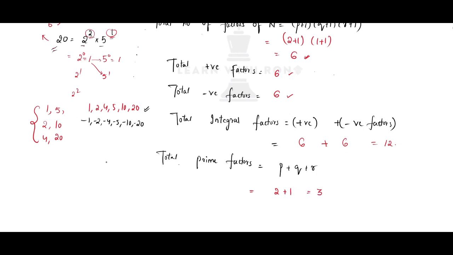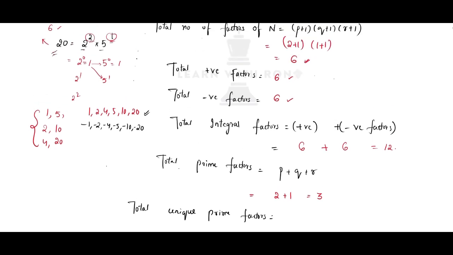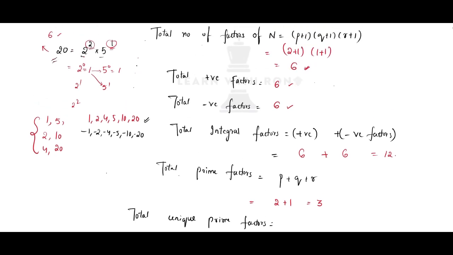But if they ask the question like total unique prime factors, see this question. In the case of 20, unique prime factors are 2 and 5.